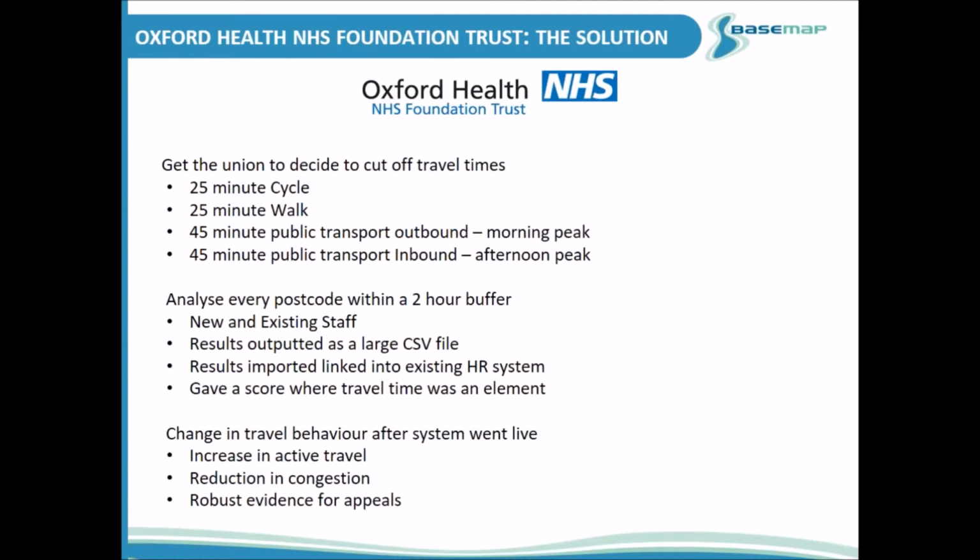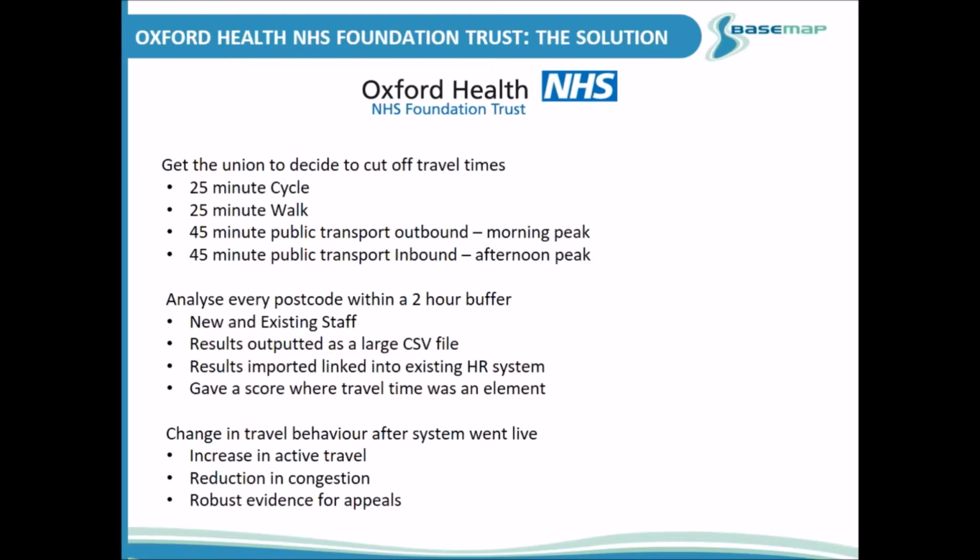And the first thing they did was they analysed every postcode in about a 2-hour buffer outside of the sites. And then they worked out how many parking spaces do we have, what should the cut-off times be as part of that. And they worked as a union and management to work out that actually a 25-minute cycle, a 25-minute walk, or a 45-minute public transport commute in both directions, so getting to work in the morning and getting home from work in the afternoon, would be a good cut-off to implement. Then what they did is they analysed all of these sites and outputted that to a CSV file, and that CSV file effectively powered an HR system where people could log in and apply for a car parking permit, which would give them a score based on travel time.